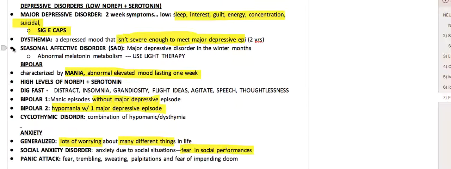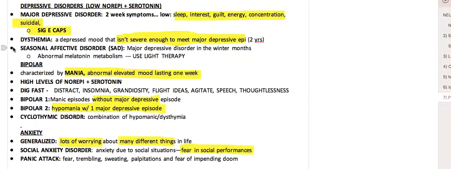Bipolar 1 is manic episodes without a major depressive episode, whereas bipolar 2 is hypomania with one major depressive episode. The way to think about it is bipolar 1 is you feel good, manic episodes without any depression, and type 2 is, well, coming in 2nd in a race really sucks. So hypomania with one major depressive episode. And cyclothymic disorder is not enough to be characterized as a major disorder, but it's a combination of hypomania and dysthymia.